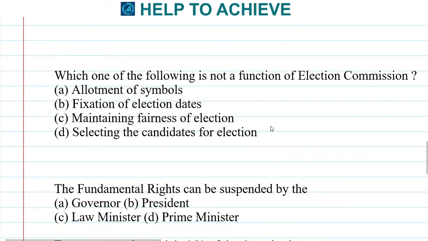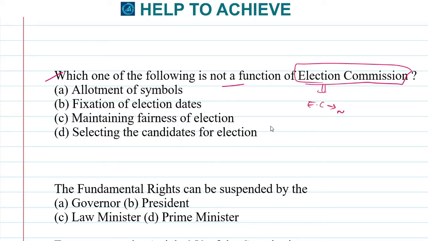Next, which among the following is not a function of the Election Commission? We know that the Election Commission is the one body which makes sure the elections happen on time, and it's an independent body. So let us see from the following options. He's saying not a function. Allotment of symbols. Let's say the BJP has a lotus symbol, the flower, whereas Congress has the hand symbol. Likewise, these are given by the Election Commission. So this they are giving. Fixation of election dates. The Election Commission decides when the dates will be. So this is their duty.